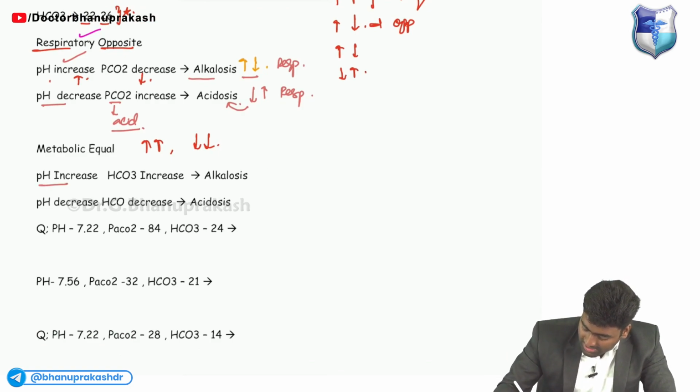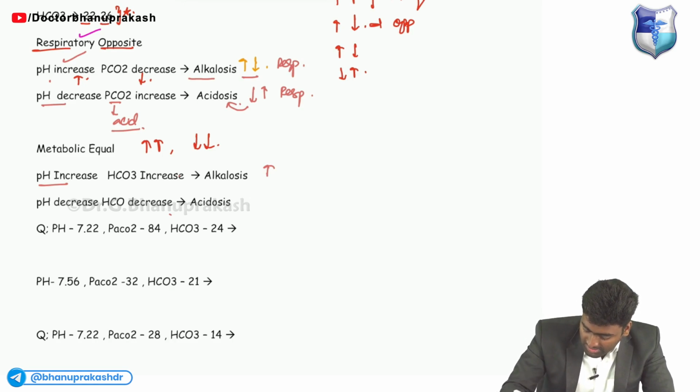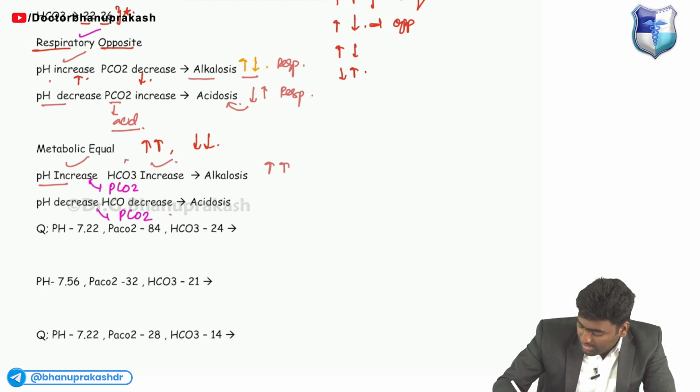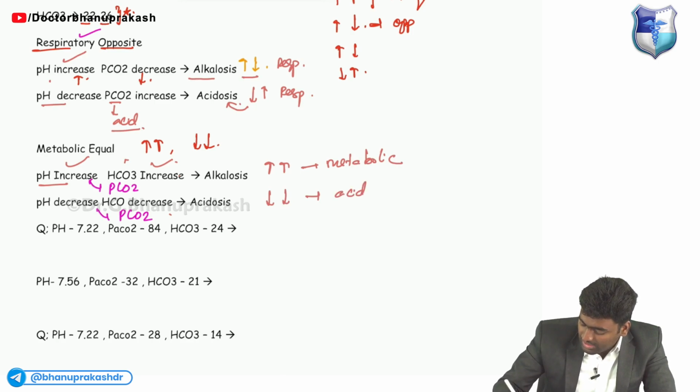We can take pH here, or we can take PCO2 also. If you see pH increase and bicarbonate increase, if both of them increase, it is a metabolic problem. And we know the pH is increased, so it is alkalosis. And if both of them decrease, it is acidosis. Again it is the same side, so it is metabolic.